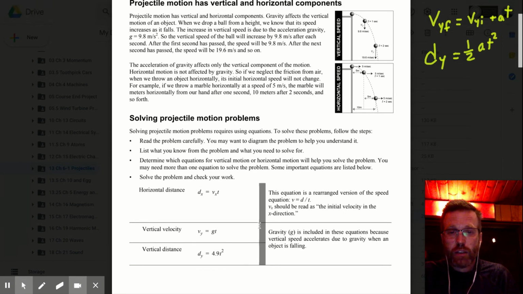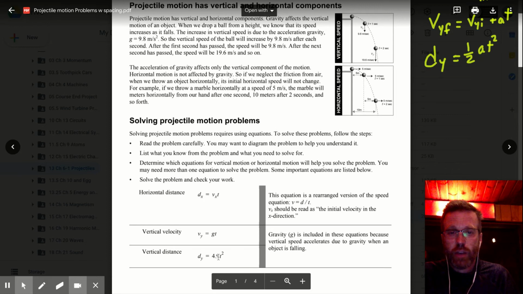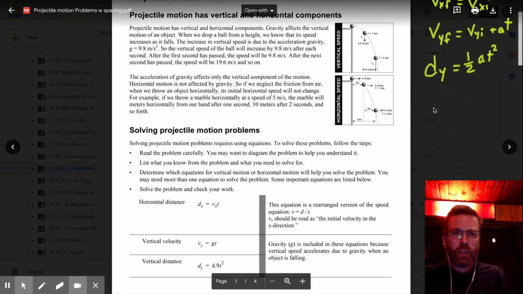And again, you look at the third equation that says dy is 4.9 t squared. That's exactly the same thing we're doing over here, again, as long as it starts from rest. Of course, notice that 1/2 of g, that is 1/2 of 9.8, is 4.9. So just to clarify, those are really the same tools that we looked at yesterday.